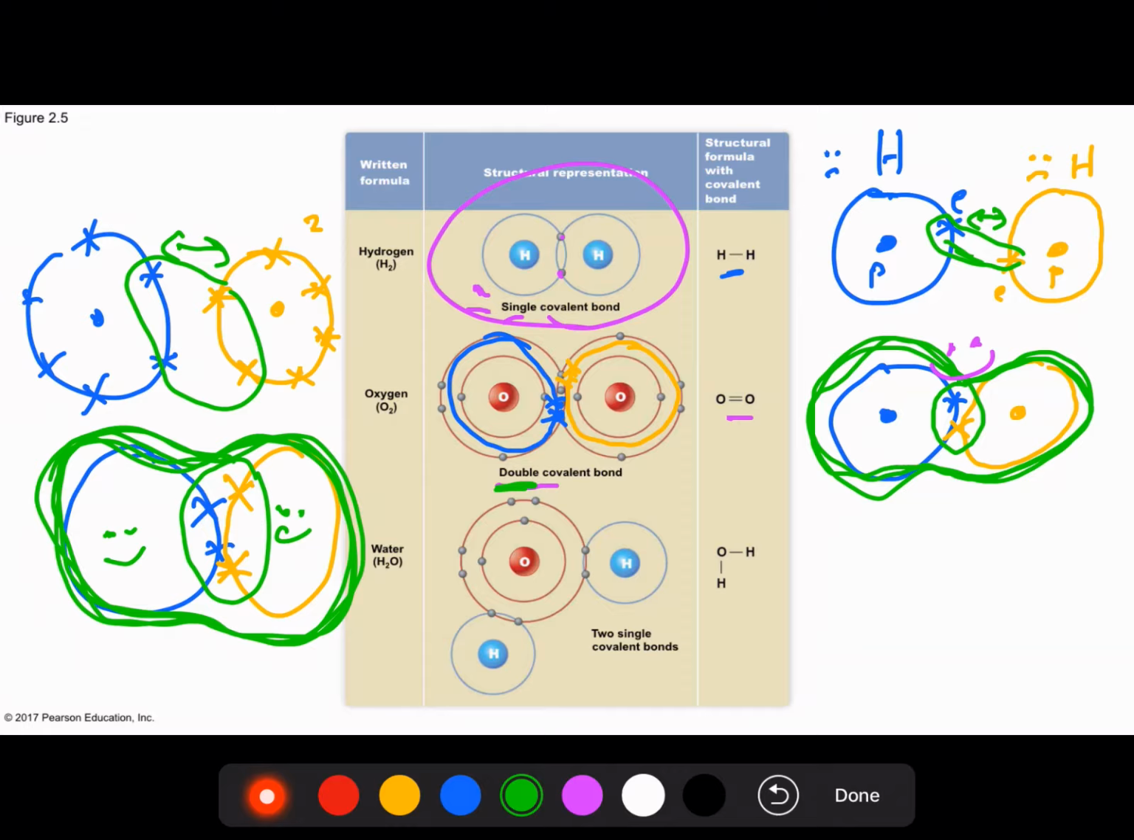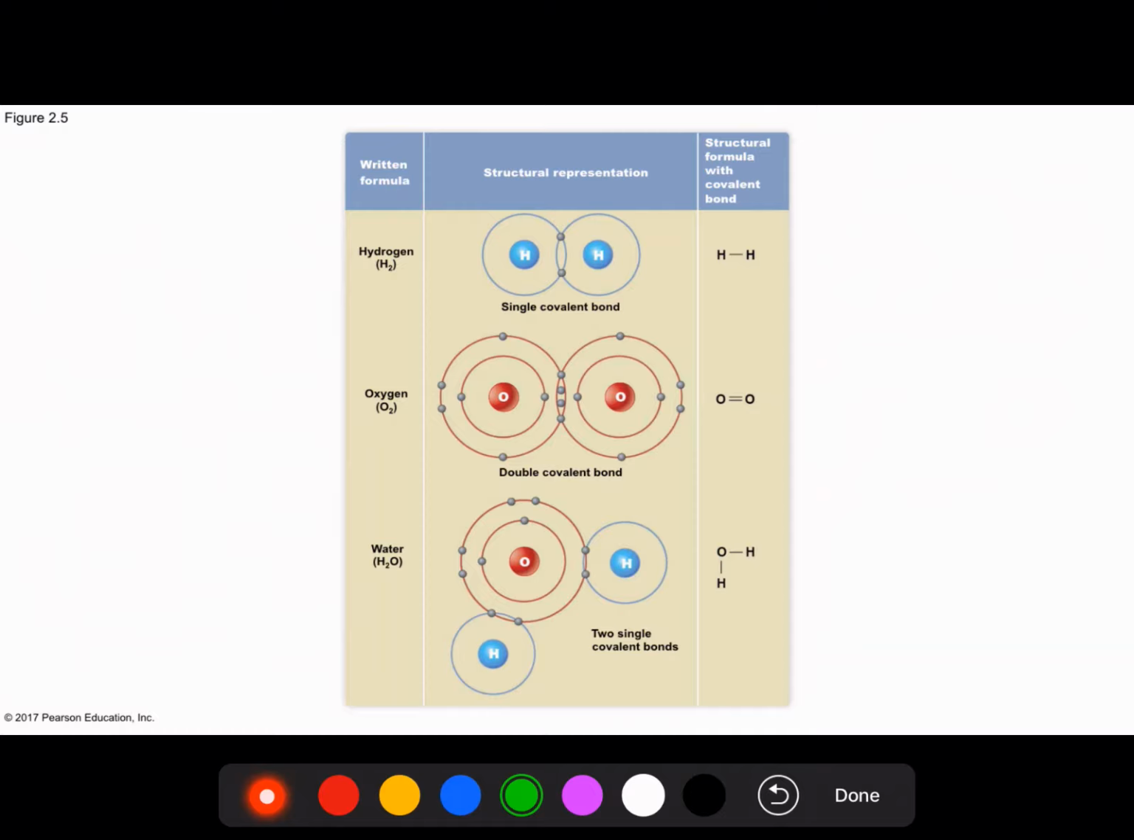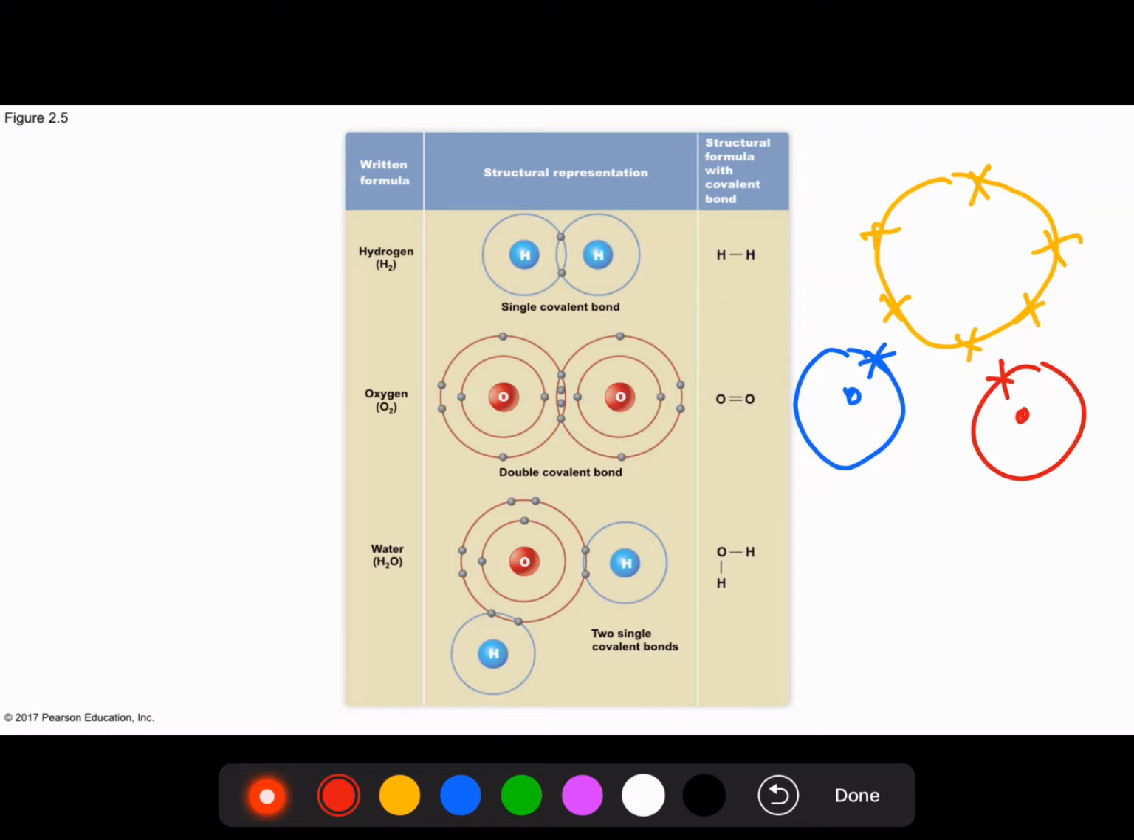However, these examples are between identical atoms, but it's not always like this. Sometimes different atoms get involved in a covalent bond. And a classical example for that is water. Oxygen, as we saw earlier, has 6 electrons in its outermost shell. So it needs 2 more. So it will talk to the hydrogen. This is hydrogen 1, it has 1 electron. And this is hydrogen 2, it has 1 electron.